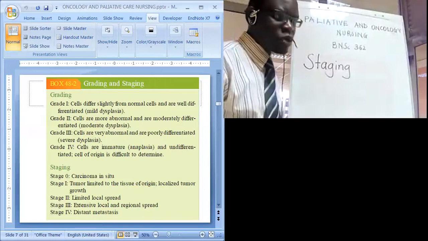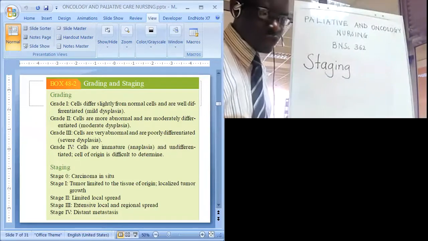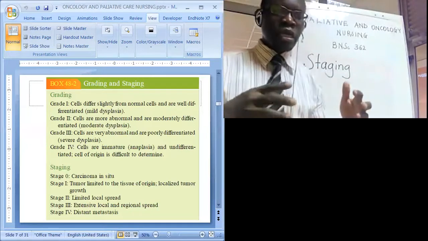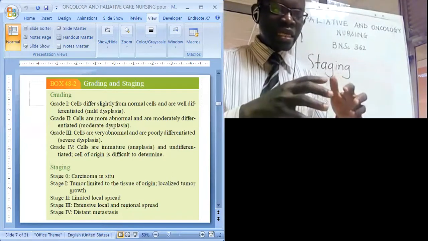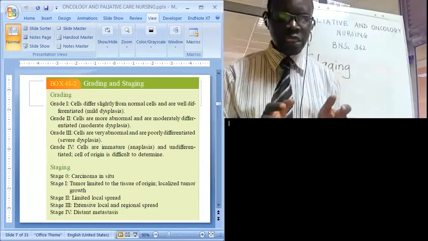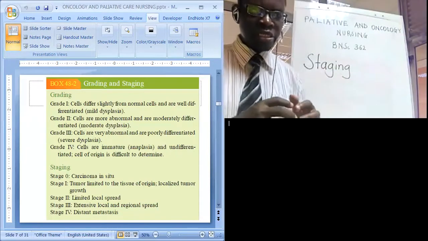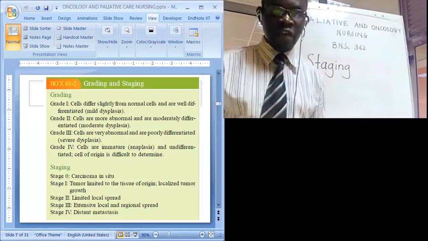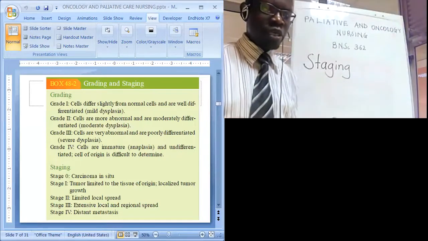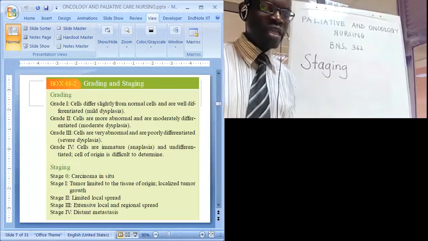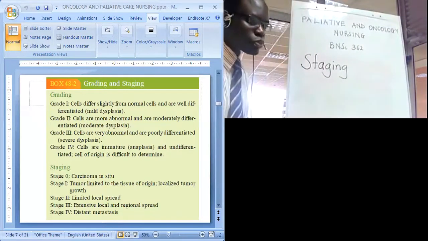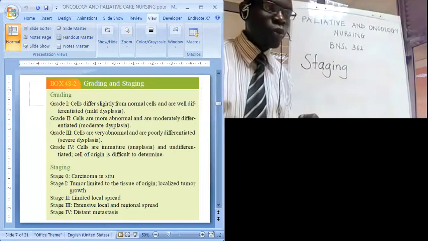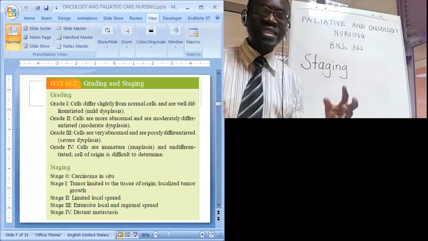Now, when we talk about staging, we want to know: is the tumor located where it is supposed to be, or has it moved to other areas? That is basically what we mean by staging. Now, with staging, we have stage 0, where we mean that the carcinoma is in situ.